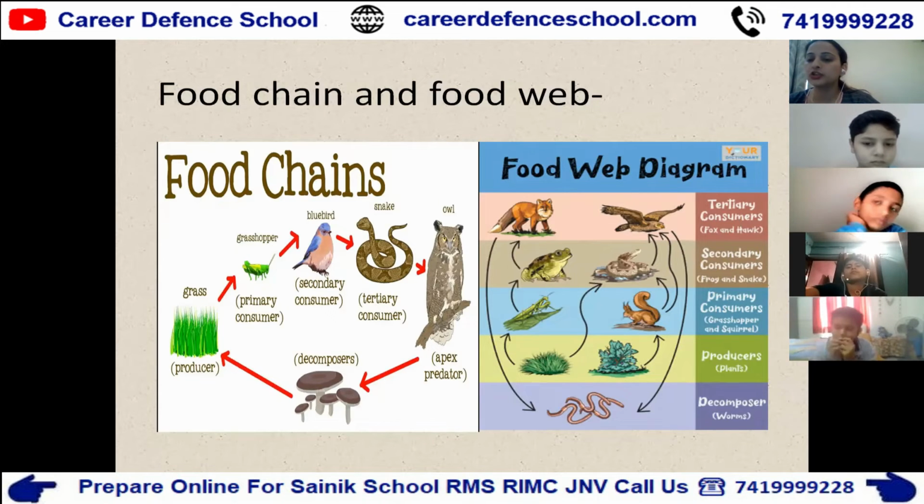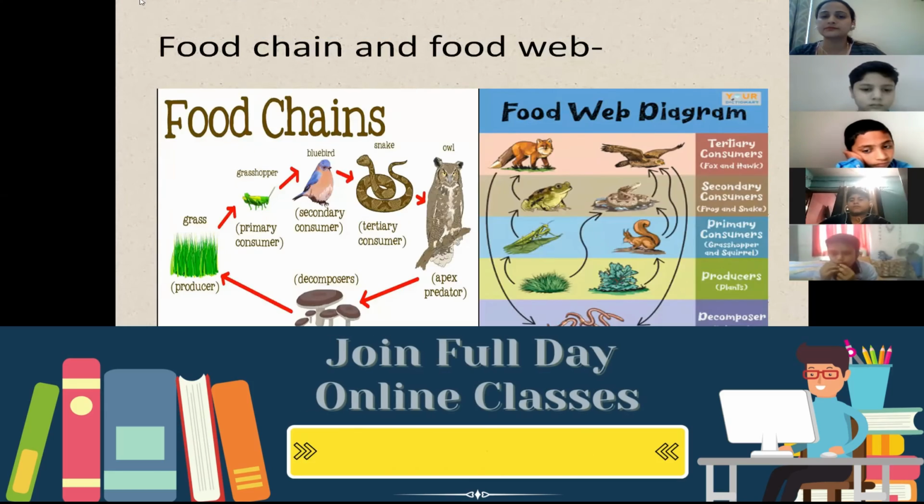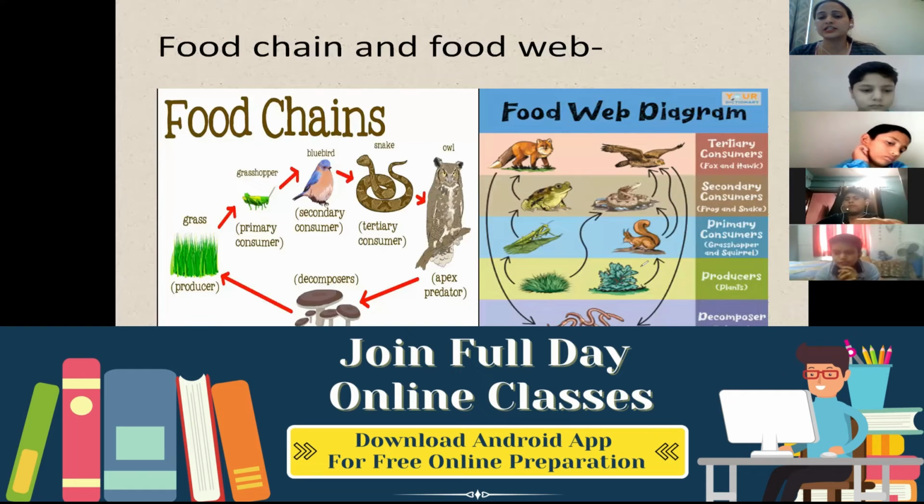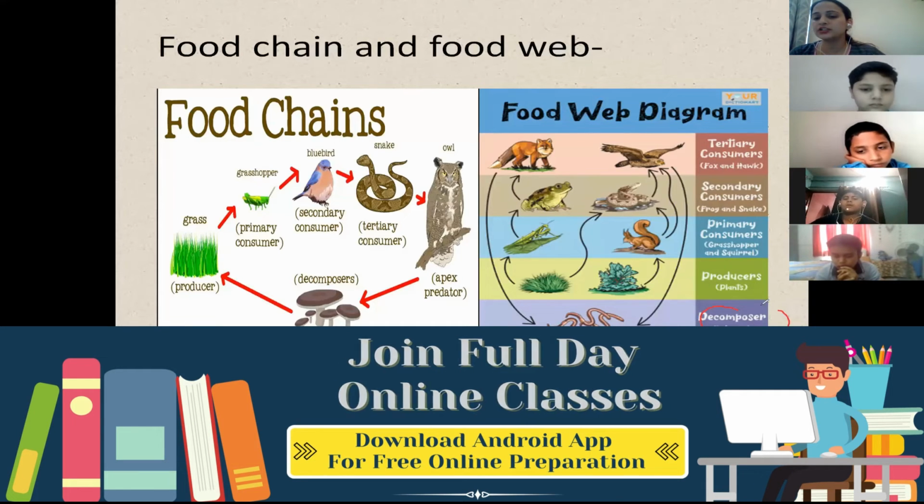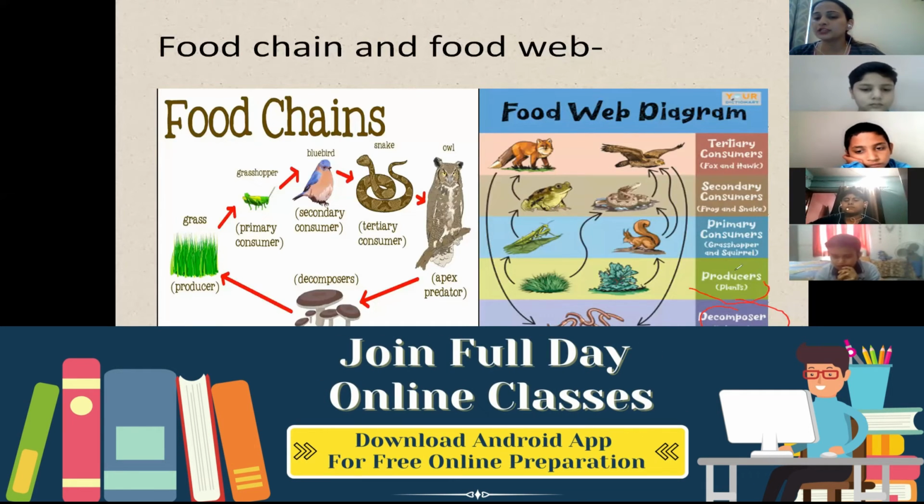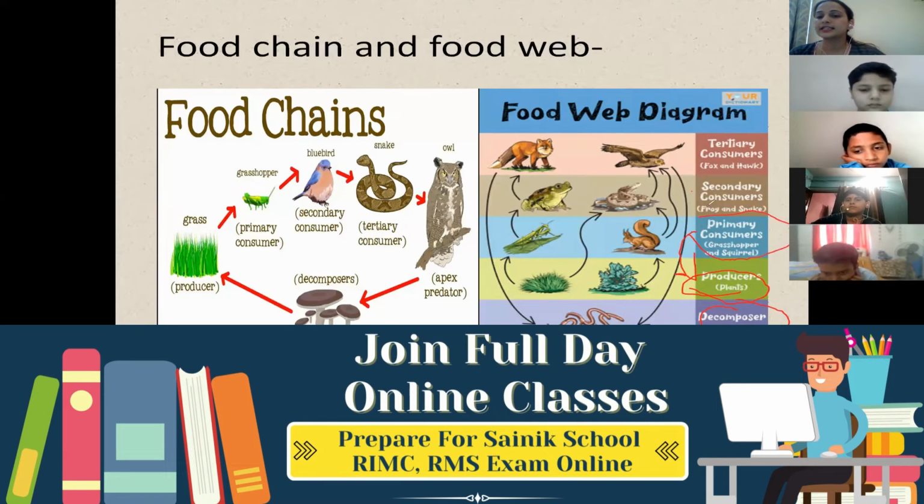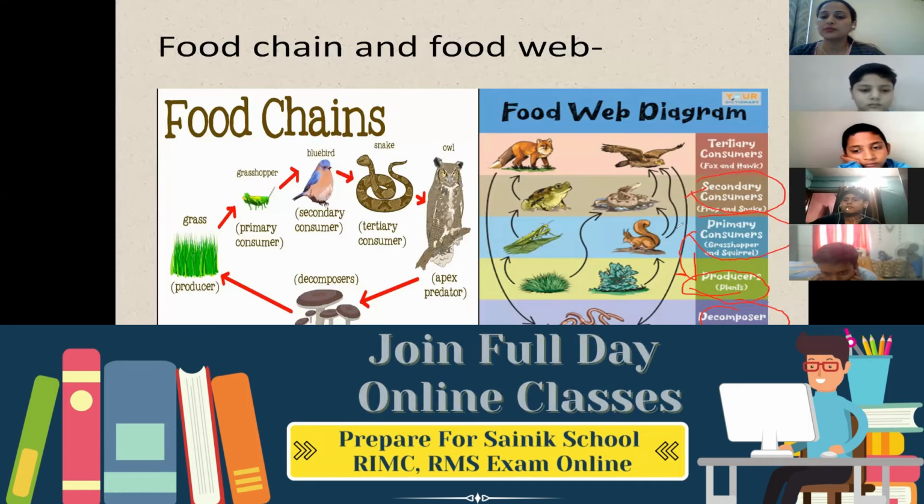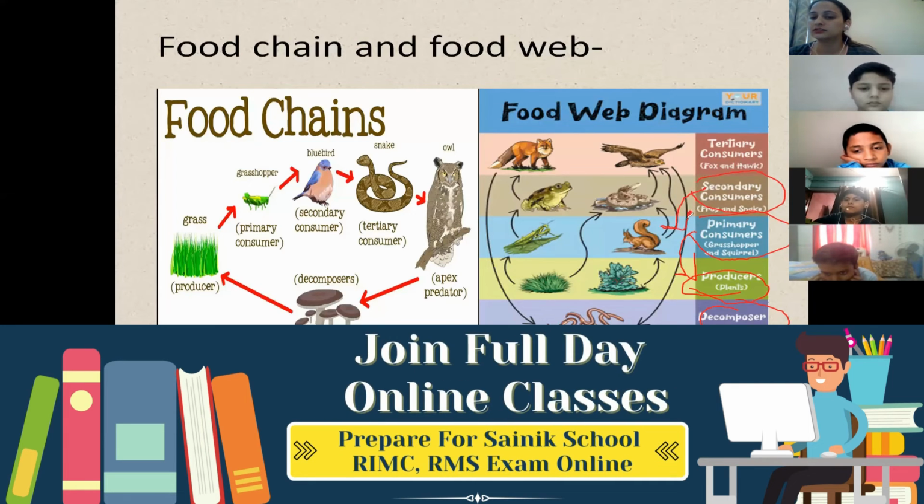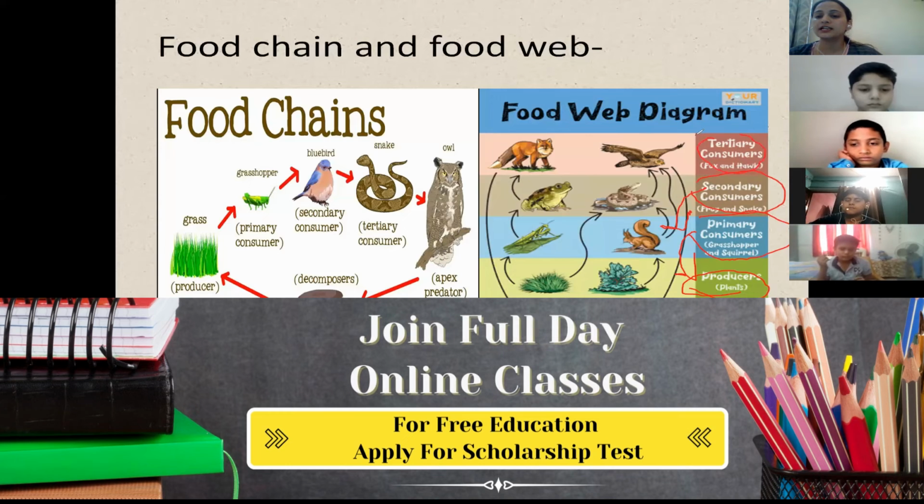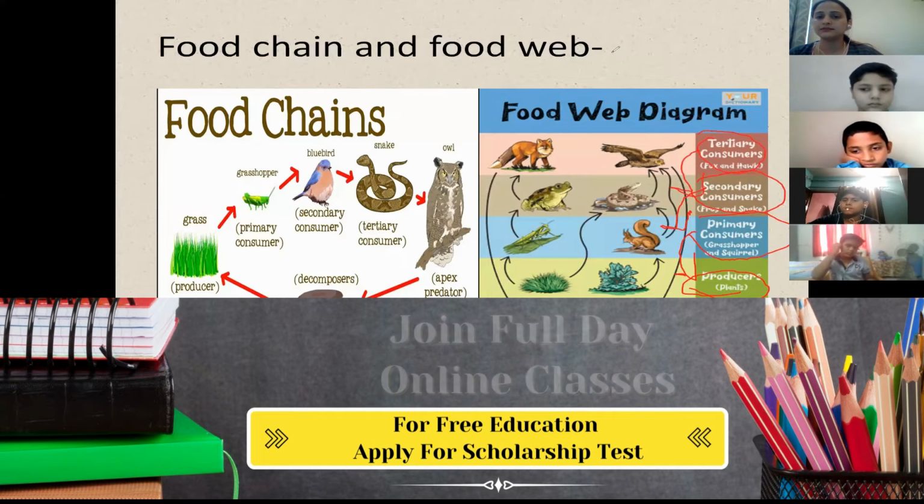In this I told you decomposers are the microorganisms which decompose the dead organic matter into the soil. What are producers? Producers make their own food. Primary consumers are dependent on producers. Secondary consumers are dependent on primary consumers, like these all are carnivorous animals. Then tertiary consumers are dependent for their food on secondary consumers. Okay, beta?